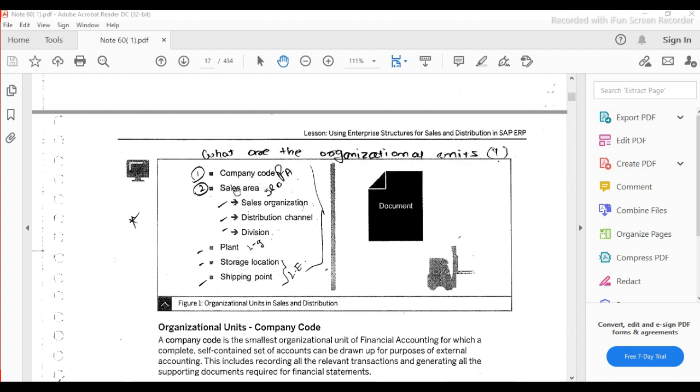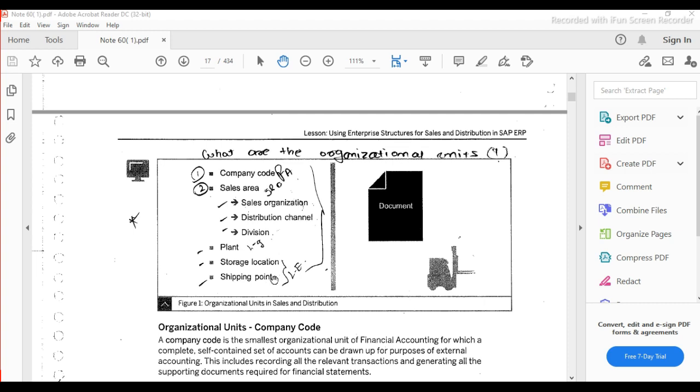Company code we have. The sales area is nothing but the combination of sales organization, distribution channel and division. Then we have a plant, a storage location, and a shipping point. These org units are required to set up the sales process, because without a sales organization we cannot run any sales transaction. Without distribution channel, division, plant, storage location, or shipping point, we cannot run any sales transaction in the SAP system.